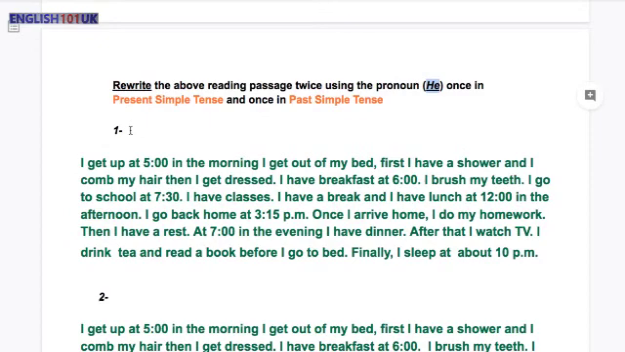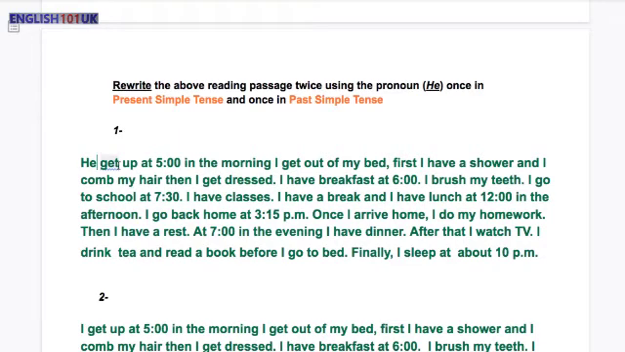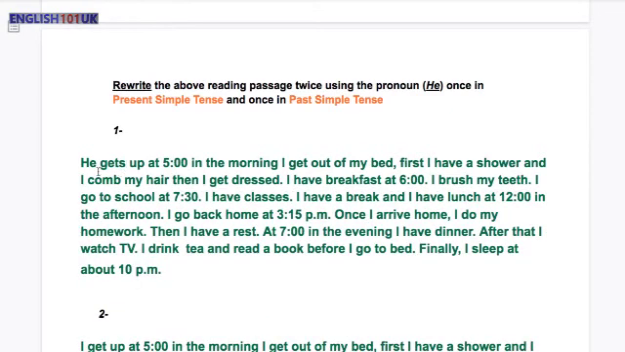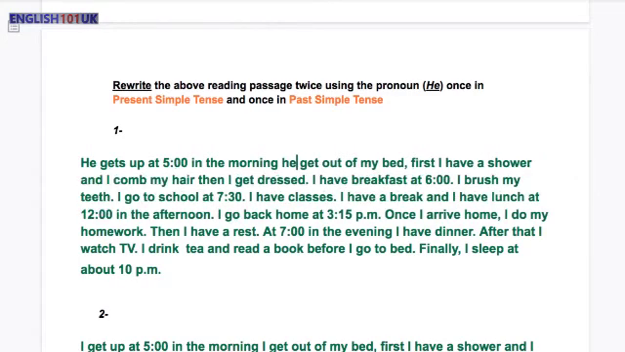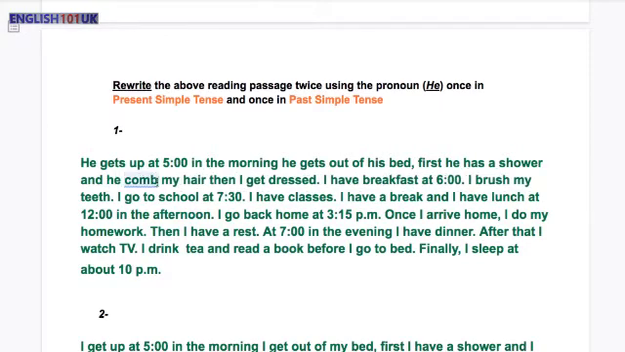Okay, we have I get up, blah blah blah, until the end. What we are going to do is to change the pronoun I to he, as it says. So once we say he, it's always gets. He gets up at 5 o'clock in the morning. Again, he gets out of his bed. First, he has a shower and he combs his hair. It's okay.